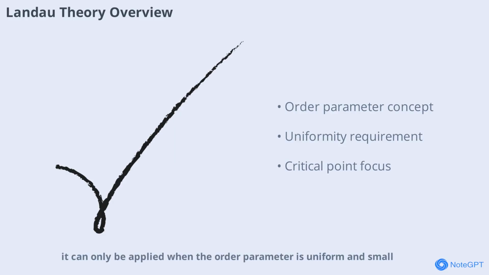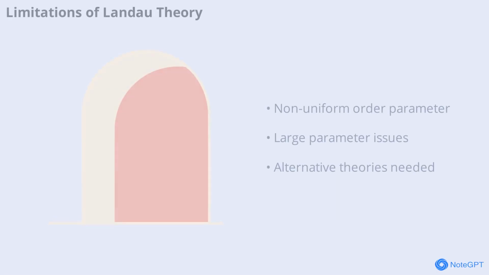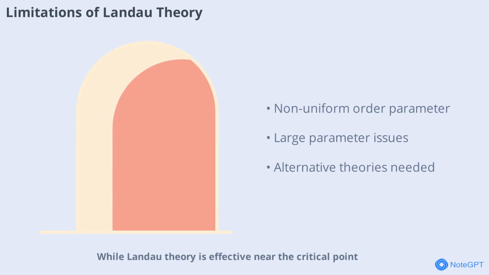It can only be applied when the order parameter is uniform and small, and it is not suitable for situations far from the critical point. Despite these constraints, Landau theory remains a valuable tool for analyzing phase transitions near the critical temperature. Landau theory is effective near the critical point.